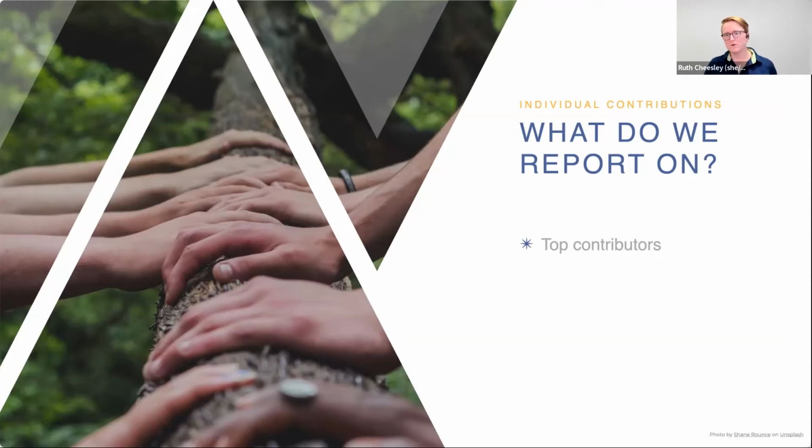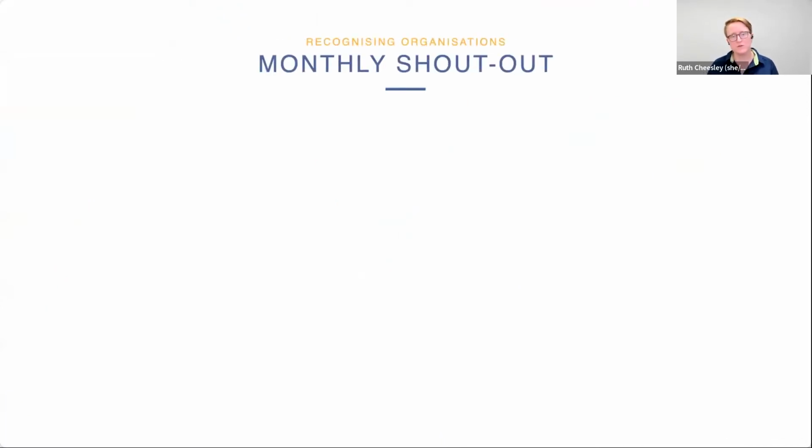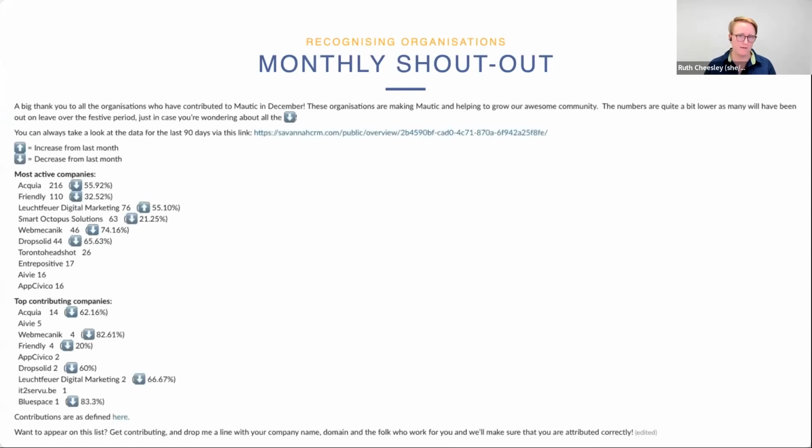So on the individual contributions side of things, every month we look at reports which tell us about the top contributors, the most active people in our community. We also look at top contributing organizations, and how many new contributors we have, and a couple of other things which I'll mention in a sec. We use that information to do a monthly shout out in Slack. I post this in our announcements channel and mention the people or the organizations that are contributing, how many contributions they've made or how active they have been, and whether it's an increase or decrease from the last month.